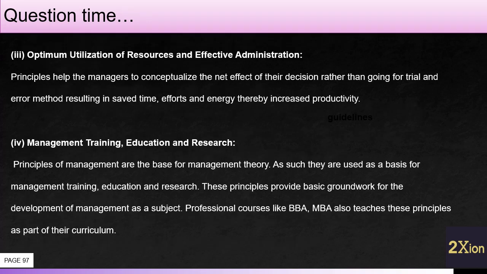Optimum utilization of resources and effective administration. Optimum means best use of various resources such as human resources, finance, and man-made resources, and effective administration. So all this, the principles of management help. It helps you to save time, effort, and energy, and increase productivity. Then management training, education, and research. For all these three, principles of management are used. Not only that, it helped in the development of management as a subject. And in professional courses such as BBA, MBA, and all, principles of management is part of the curriculum.